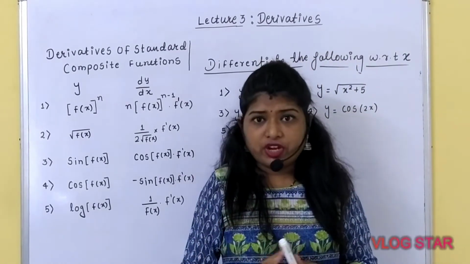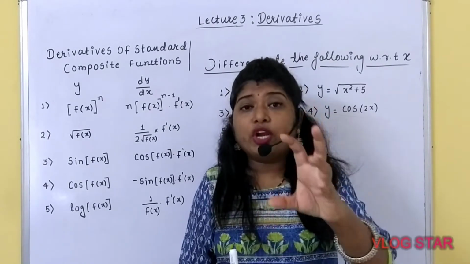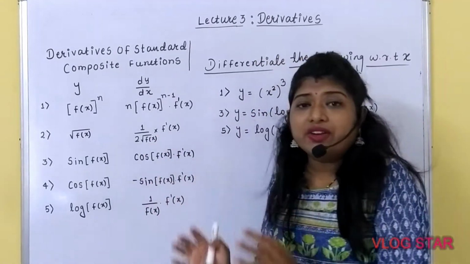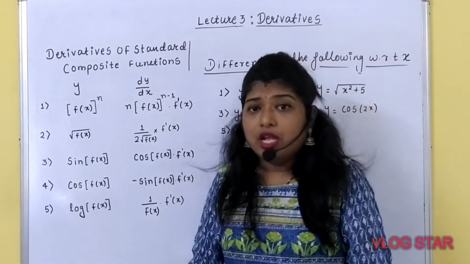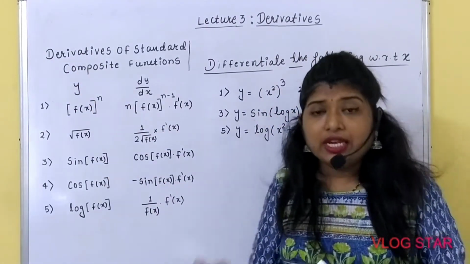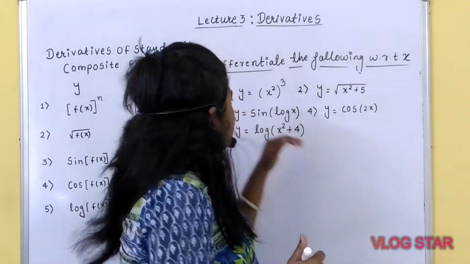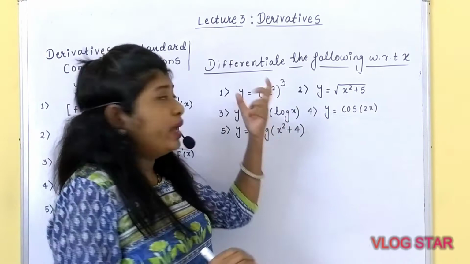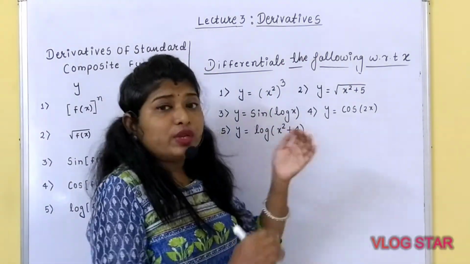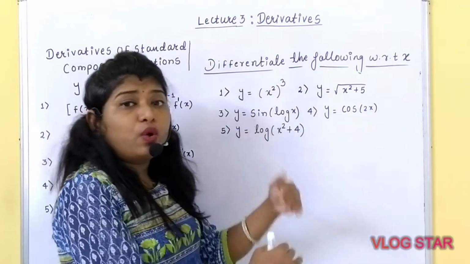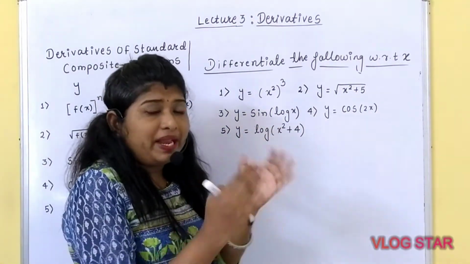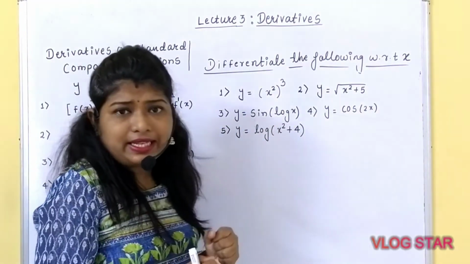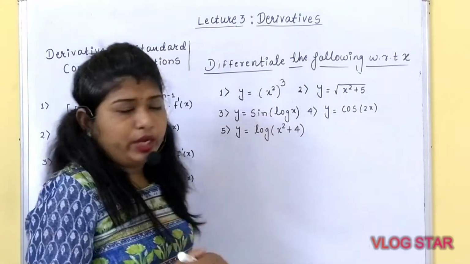So under composite function, you need to identify what is f of x. With the help of f of x, you need to apply the standard result based on the composite function. To understand this, let's consider a few examples. Coming to the first example, what is given? y is equal to x square whole raised to 3. Now you need to check which formula you are going to apply. We need to apply f of x raised to n. Am I right? So what is f of x in this case? f of x is equal to x square.